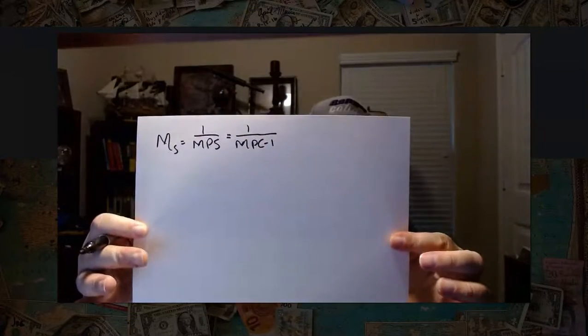So you could also do this as 1 over MPC minus 1. That's your spending multiplier. So they increase government spending by $5,000, and you have a multiplier of 5, right? Which would be a marginal propensity to consume of 0.8, pretty common. Multiplier of 5. That means if you've increased government spending by $5 billion, your total output can increase by as much as $25 billion. 5 times 5.